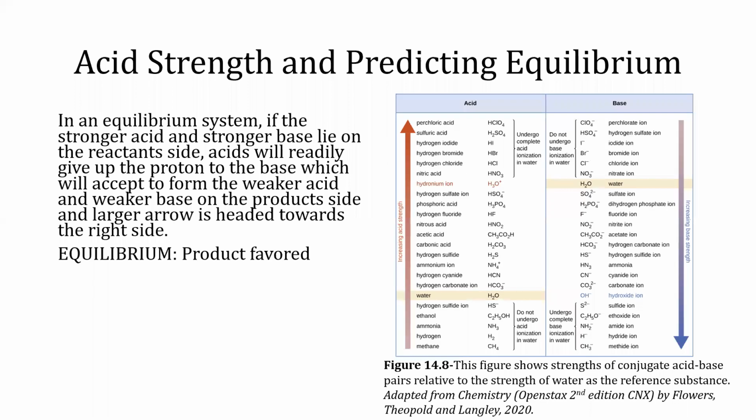In an equilibrium system, if the stronger acid and stronger base lie on the reactant side, acids will readily give up the proton to the base, which will accept to form the weaker acid and weaker base on the product side, and the larger arrow is headed towards the right side.